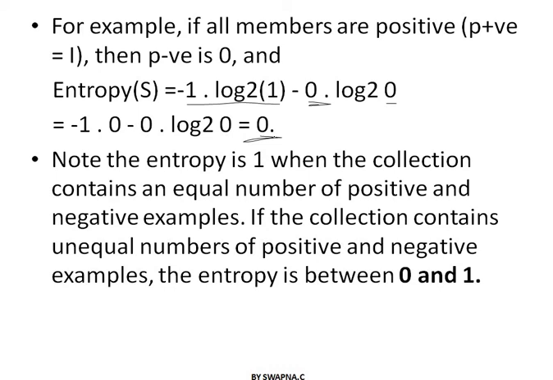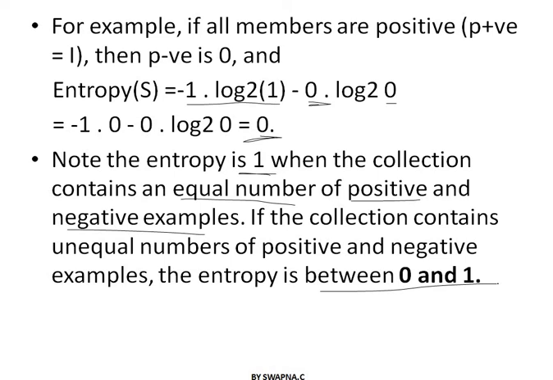Note that entropy is 1 when the collection contains an equal number of positive and negative training examples. If it contains an equal number of positive and negative training examples, we will get the entropy value 1. So that is the worst case. If the collection contains an unequal number of positive and negative training examples, then entropy is in between 0 and 1.